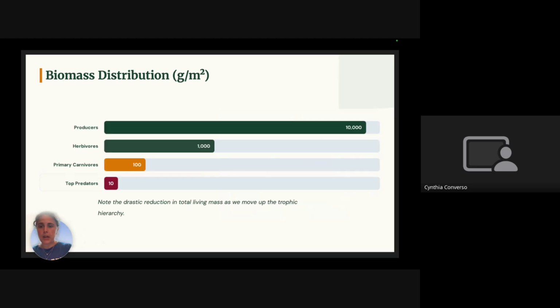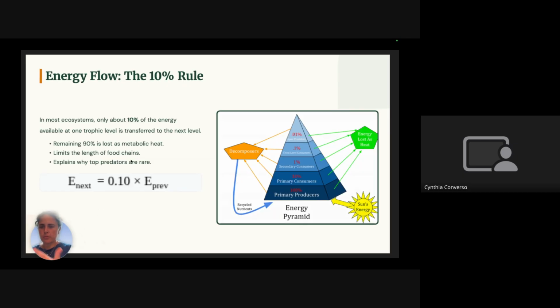Okay. And this equation here, it's not like an equation you really have to know. It's just that only 10% of the previous energy makes it to the next level, right? So only 10% of the energy produced by the primary producers actually makes it to the primary consumers, right? As we move up the trophic levels, energy gets lost as heat. Energy always gets lost as heat.